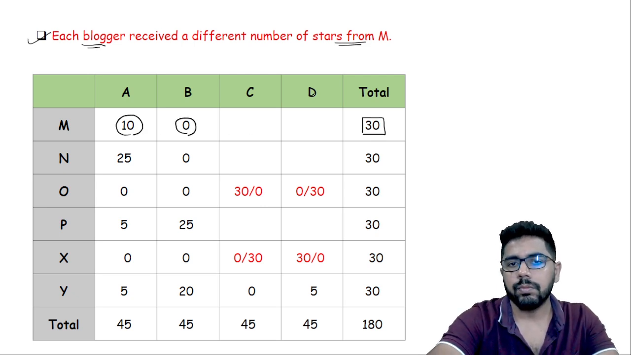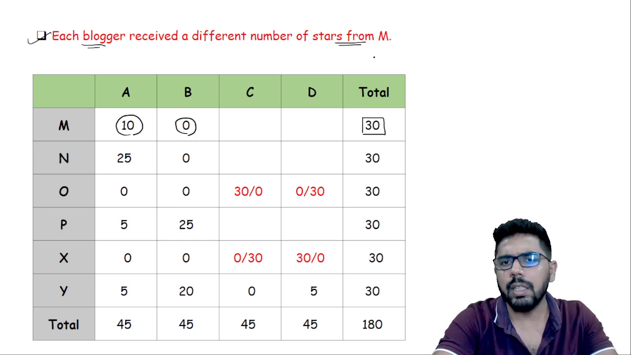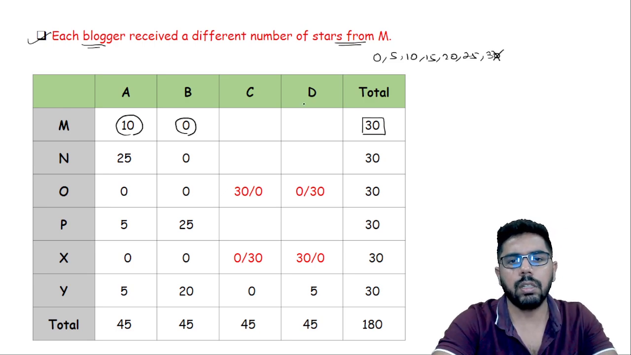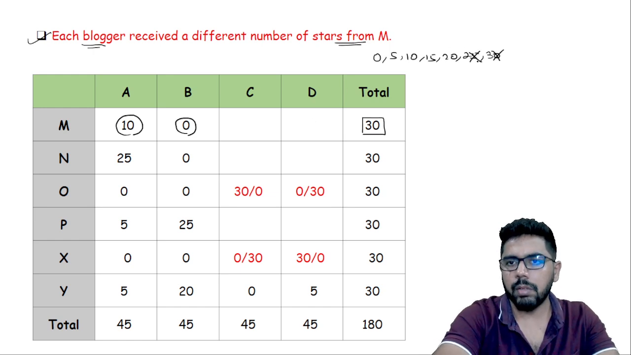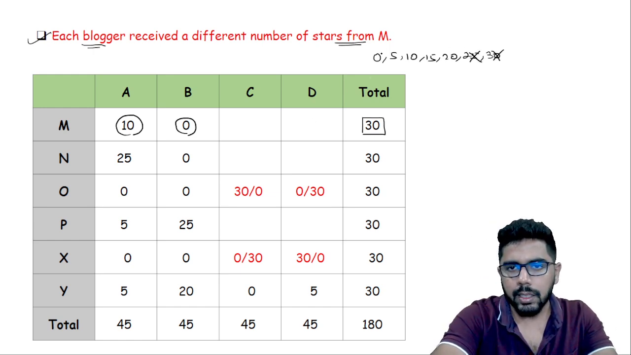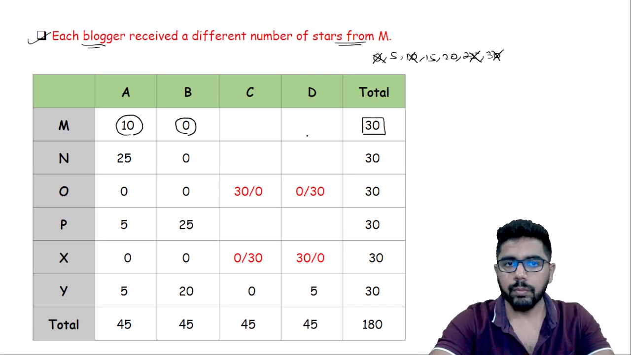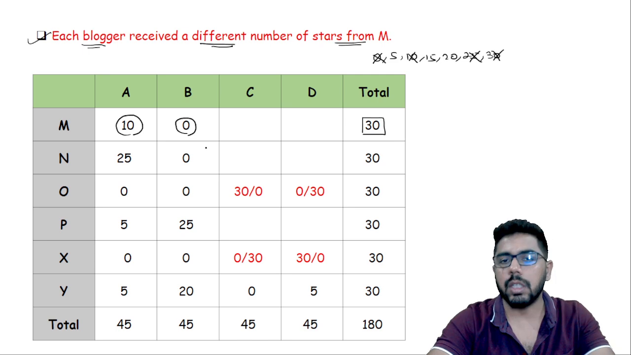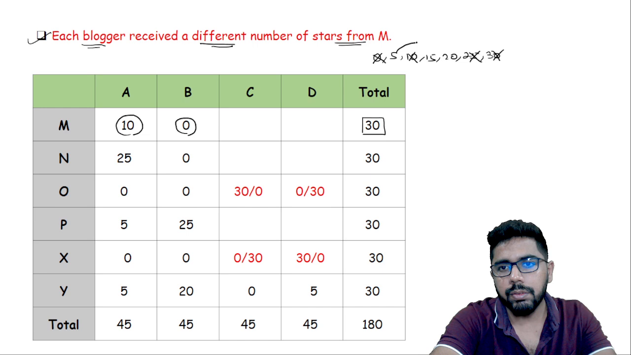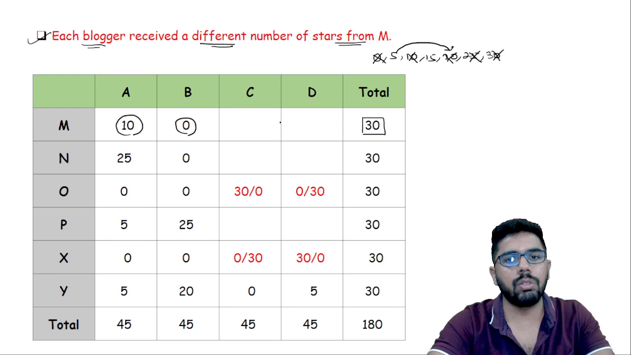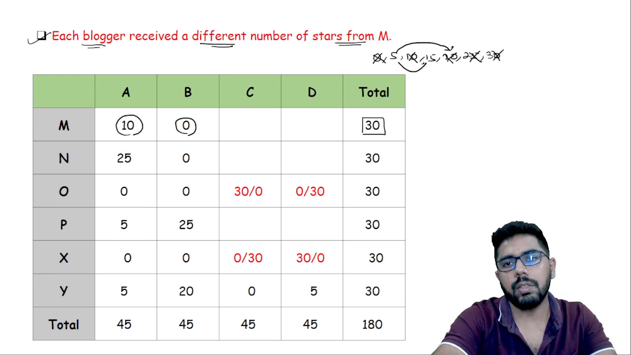20 stars are left. So if I look at the multiples of 5 till 30, 0, 5, 10, 15, 20, 25 and 30. I can't obviously pick 30 and I can't pick 25 also because total 20 stars are left. I can't take 0 and 10 because they have already been used. I need distinct numbers in this row because everyone has a different number of stars. So I'm left with 5, 15 and 20. Now I can't use 20 also. Let's say I give 20 to C. Then D is going to get 0 and again 0 will be repeated. So the only choice we have is 5 and 15.